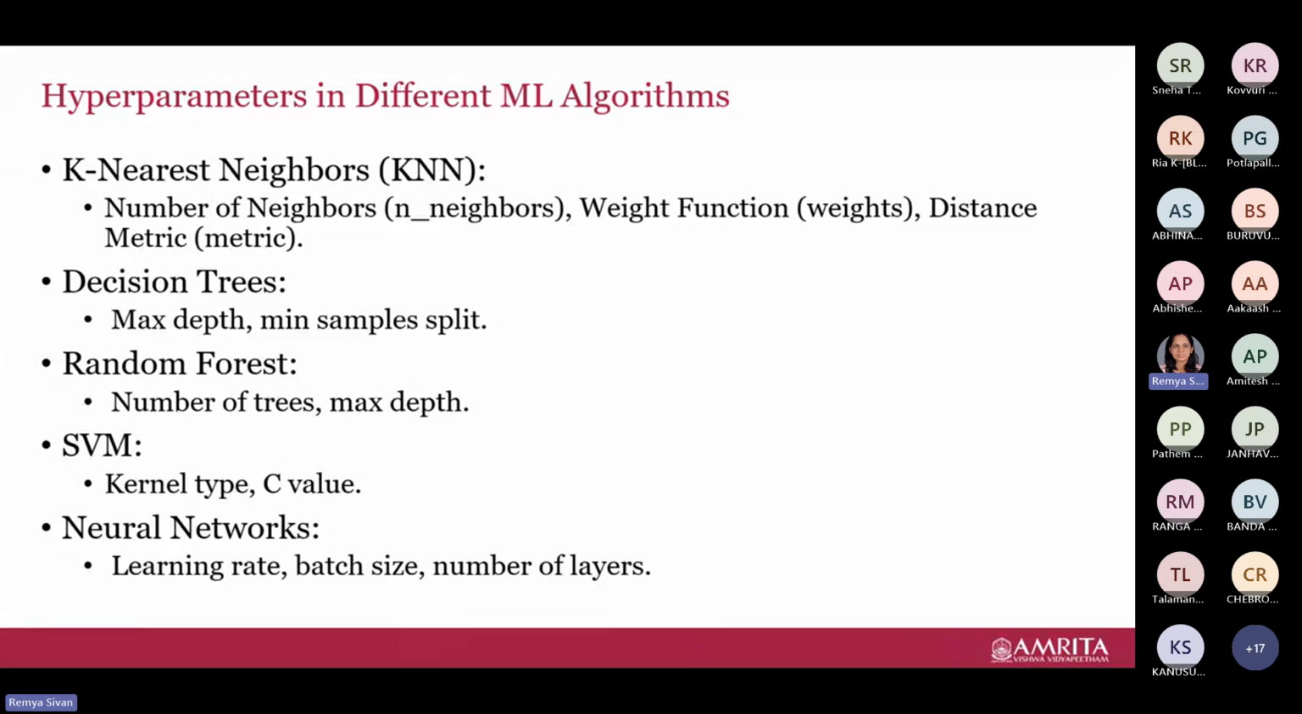Like that, random forest also has hyperparameters. Two examples are number of trees and max depth. Number of trees indicates how many trees are there in the random forest, and max depth is the maximum depth of each and every tree. The same way, SVM and neural networks also have some hyperparameters. For example, kernel type and C value for SVM; number of layers, how many nodes are there in each layer, what is the learning rate, what is the batch size.